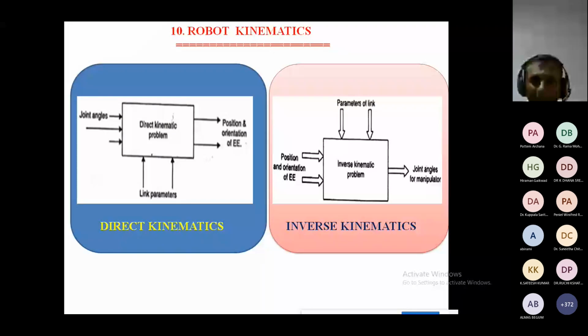If we are coming back, that means from the end effector towards the base, then we are following the inverse kinematic. There, the joint angles and the parametric link values are the variables or parameters for the equations, and we are calculating the joints of the manipulator towards the baseline. The difference is that in the forward kinematic, we are going from the base to the end effector, but in the inverse kinematic, we are coming from the end effector towards the base.